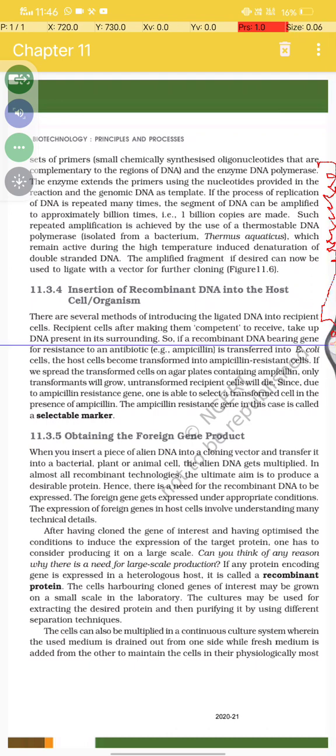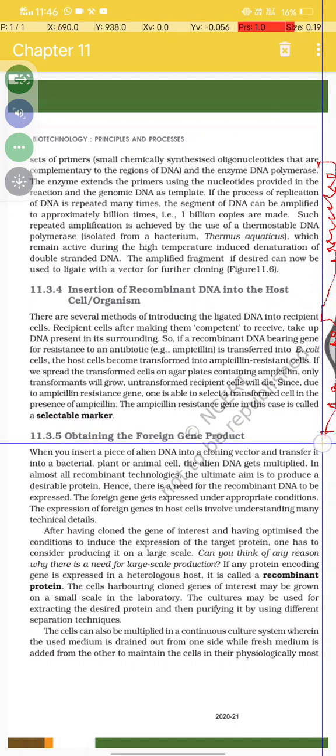So if recombinant DNA bearing a gene for resistance to an antibiotic, for example ampicillin, is transferred into an E. coli cell, the host cell becomes transformed into ampicillin resistance. If we spread the transformed cells on agar plates containing ampicillin, only the transformants will grow and the untransformed recipient cells will die. Due to the ampicillin resistance gene, one is able to select transformed cells in the presence of ampicillin. The ampicillin resistance gene in this case is called a selectable marker.